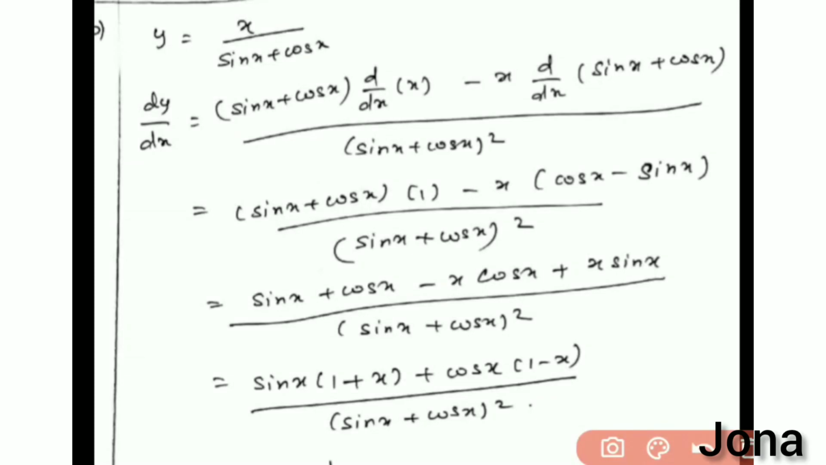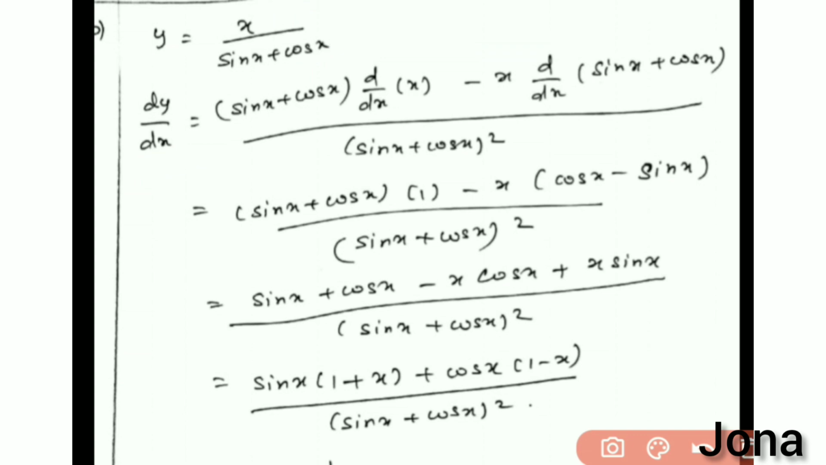Exercise 10.2, 10th problem. y equal to x by sin x plus cos x. Here this is in the form of u by v, where u is x and v is sin x plus cos x. We want to find dy by dx, which is nothing but y dash.